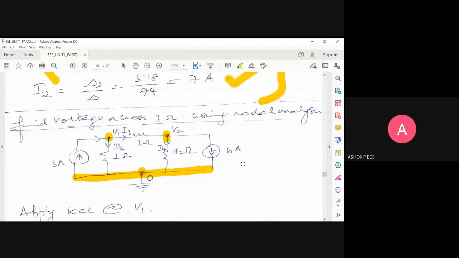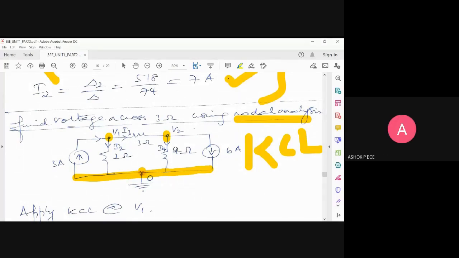So we are going to use nodal analysis. Definitely we have to apply Kirchhoff current law at node V1 and node V2. Narain Muralidharan, you're there? Yes, sir.